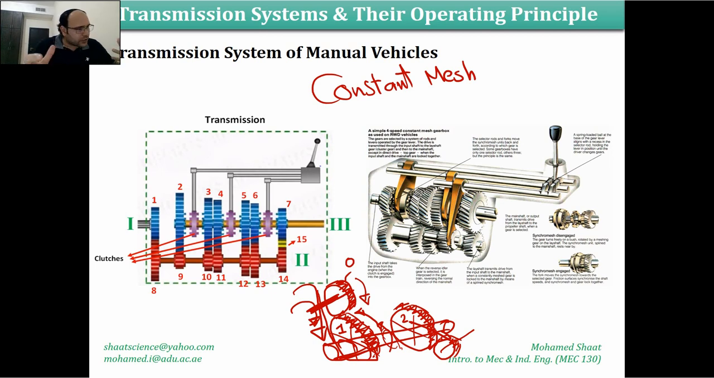How can we control the take and give, the input and output, between these different gears? This requires clutches.